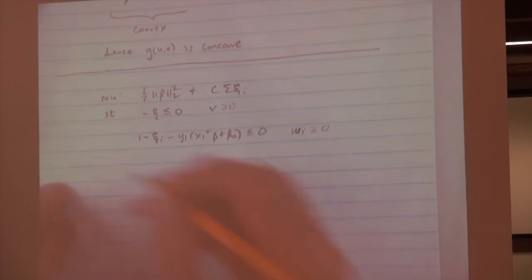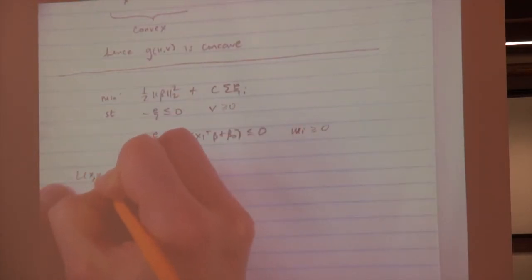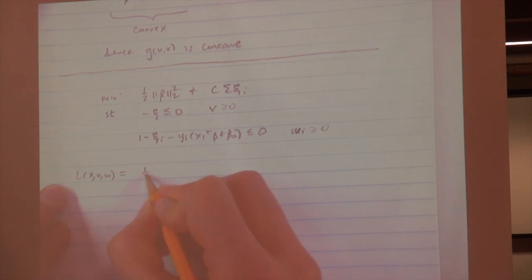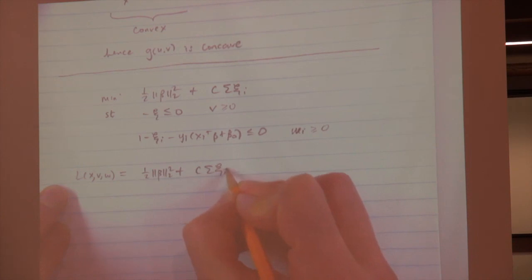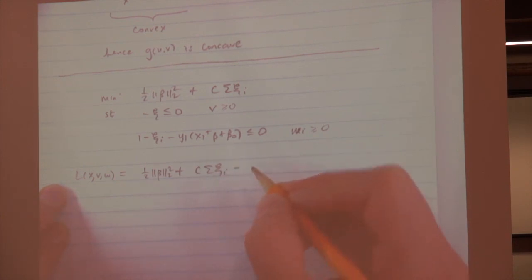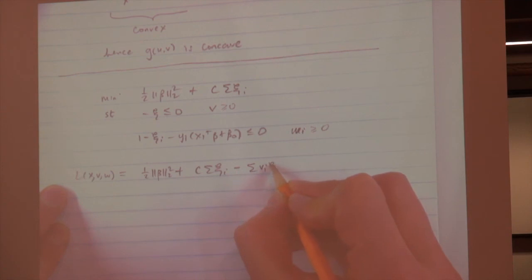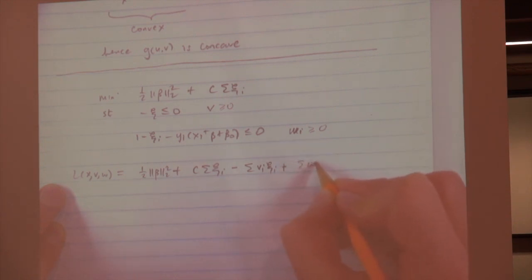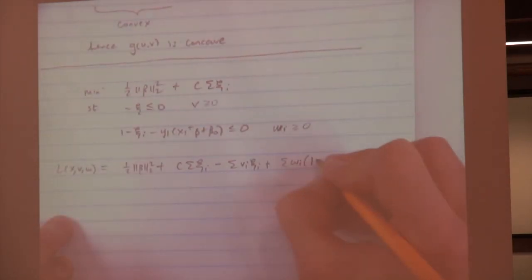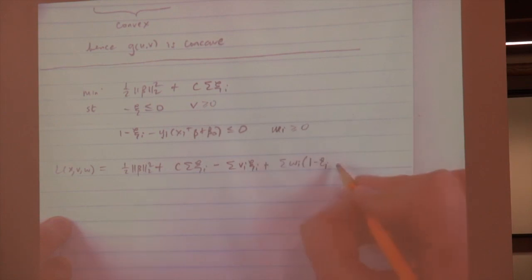And so the Lagrangian, right, is L of x, v, w, which is just this. And we have minus the sum of vi psi i plus the sum of wi times the quantity 1 minus psi i minus yi times the quantity xi transpose beta plus beta naught.